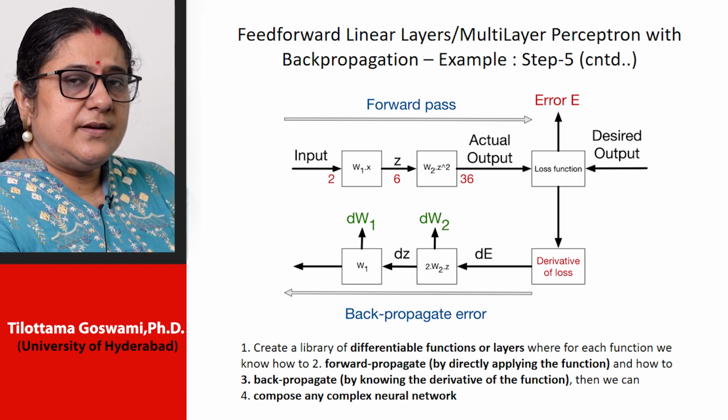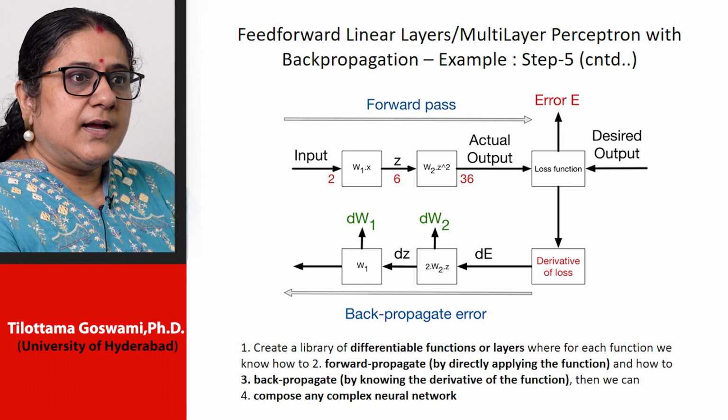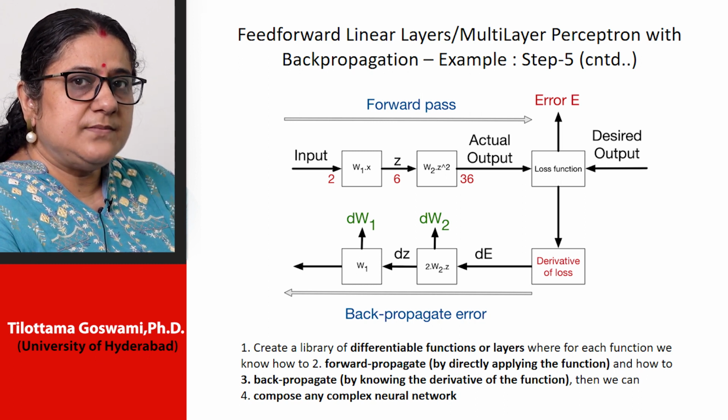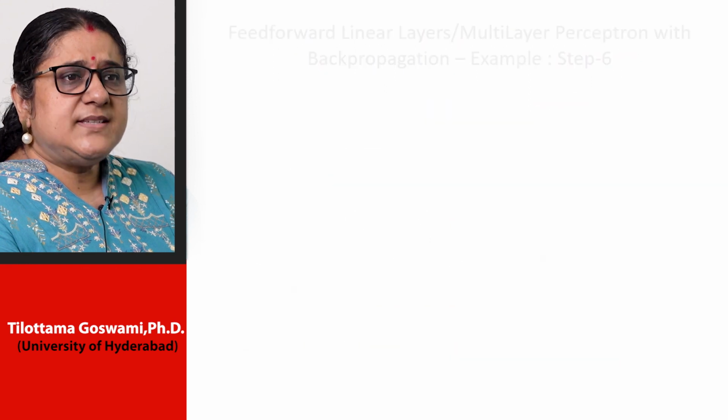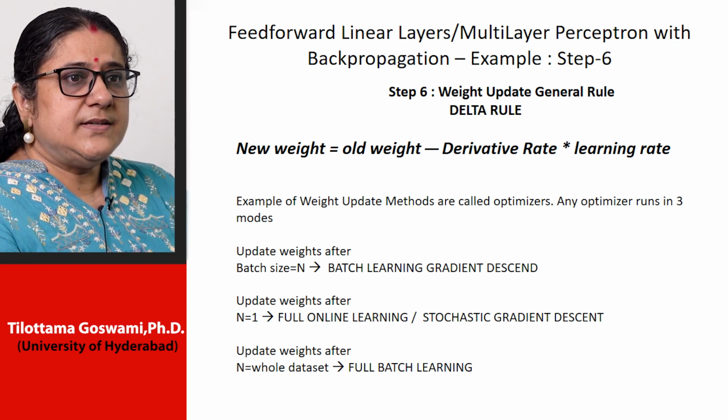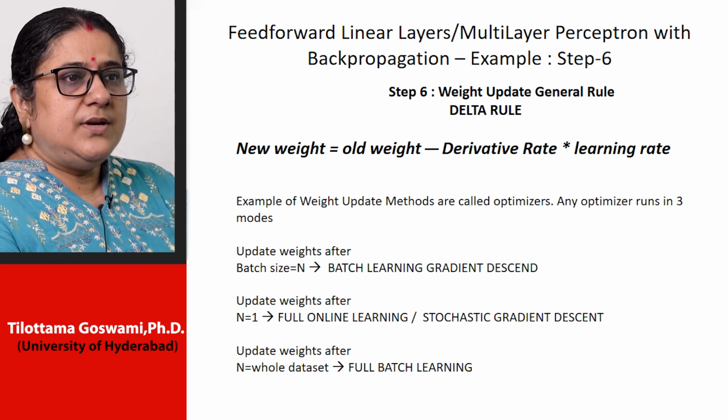How much the weights are responsible, how much change in the weights is responsible for the change in the error. Step 6, weight update general rule. That is the delta rule used: old weight minus derivative rate into learning rate.